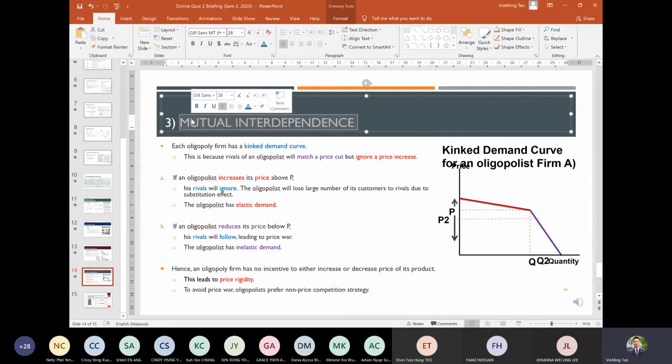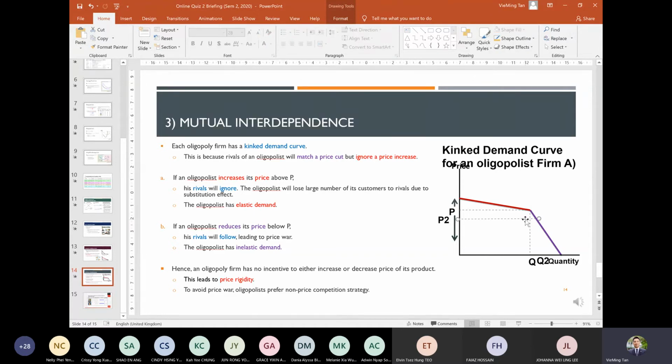So due to this mutual interdependence, when the price is below the market price, other competitors will also respond and compete with each other in terms of price. Okay, this will create a price war, which is not really good. So in an oligopoly market, usually they try to avoid price competition. Why? If there is price competition, actually none of them will survive in the long run. So it's not a good strategy for the oligopoly market to have price competition. The best way is to use product differentiation to compete with each other instead of price.